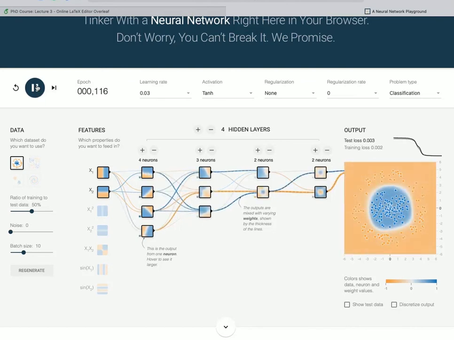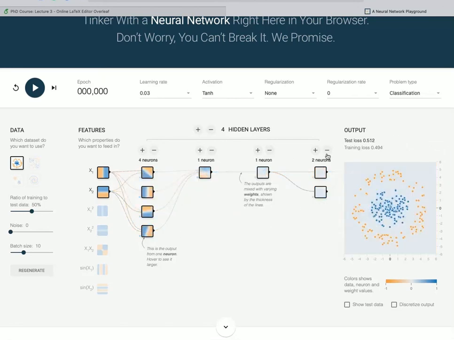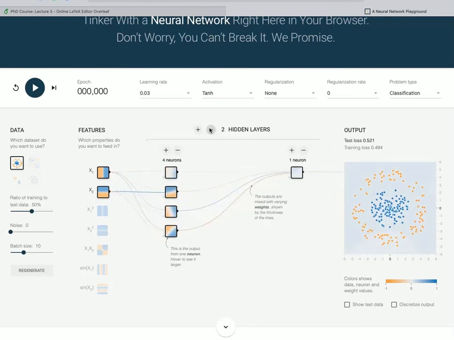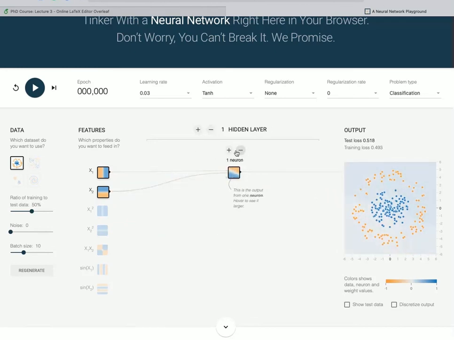And if I run it, you see that fairly quickly it learns how to tell the orange area from the blue one. But if I decrease the number of hidden layers and I decrease the number of neurons, you will see that now the neural network is not as good as it was before, and its solution isn't as good as before.